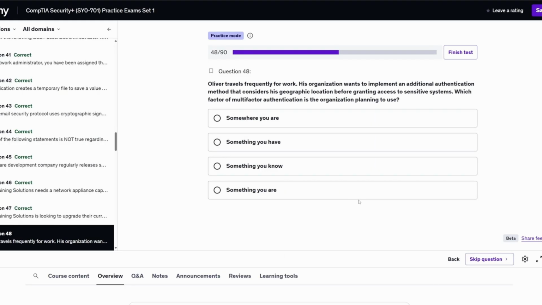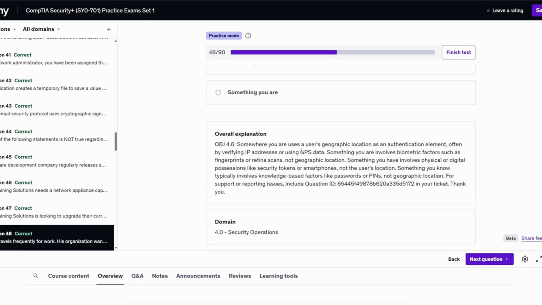Oliver travels frequently for work. His organization wants to implement an additional authentication method that considers his geographic location before granting access to sensitive systems. Which factor of multi-factor authentication is the organization planning to use? Now, this one is pretty self-explanatory. That would be somewhere you are. Somewhere you are uses a user's geographic location as an authentication element. And I'll leave up the answer here for just a few seconds.